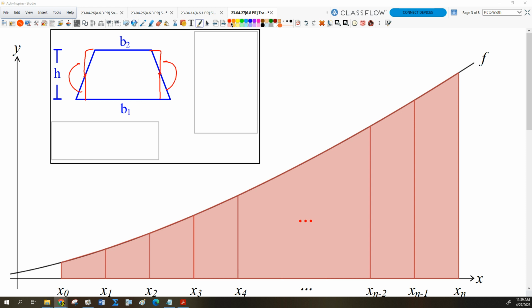Yes, sir. No, it's not, because we're not actually using rectangles. We're using trapezoids. Okay.